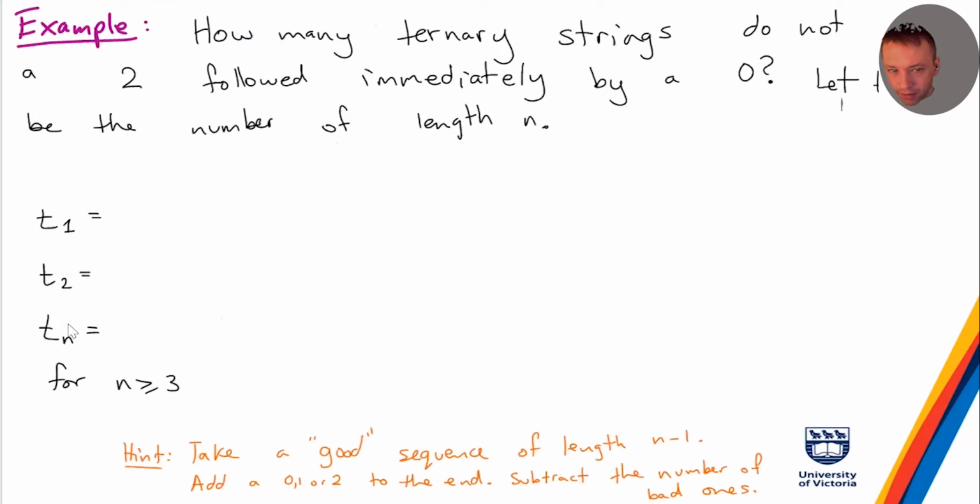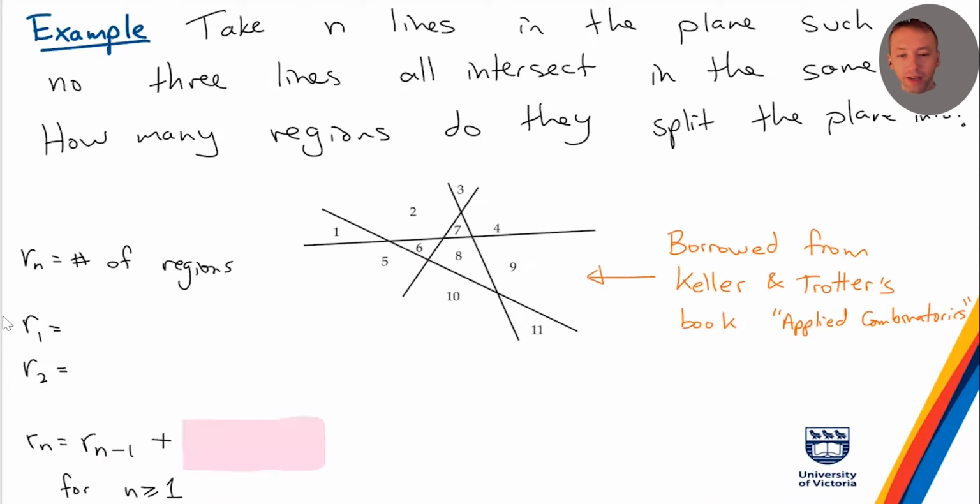So a very similar example, if I take ternary strings which don't have a 2 followed by a 0, maybe for now I'm going to skip this example because it's very similar to what we did before, but this is also worth thinking about. So I believe this one might be in the textbook as well. Here's a more interesting example, which is quite different from the strings.